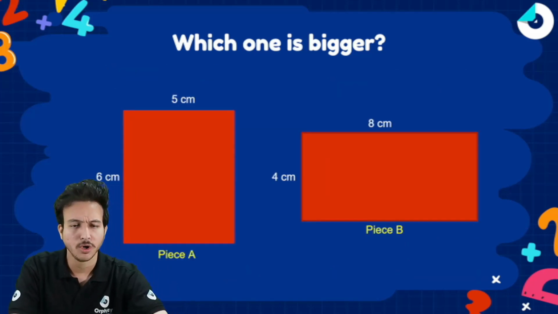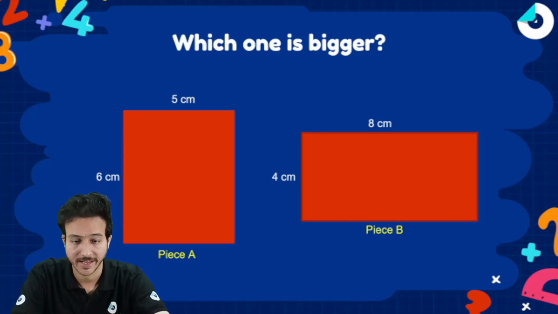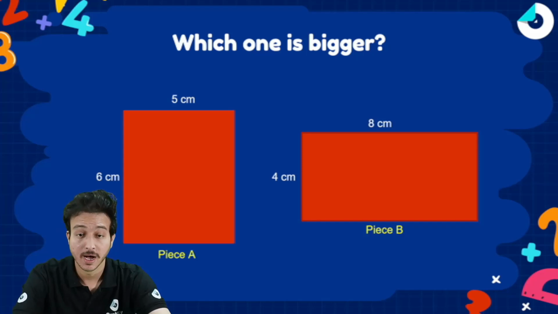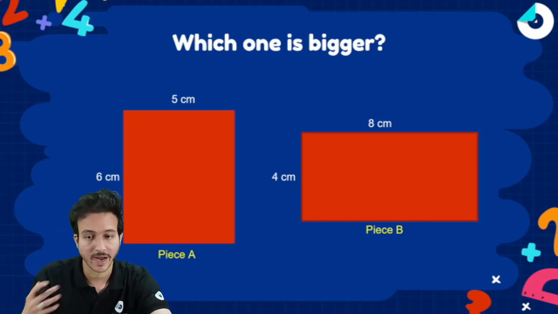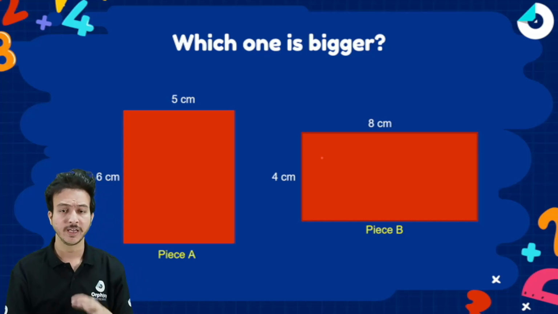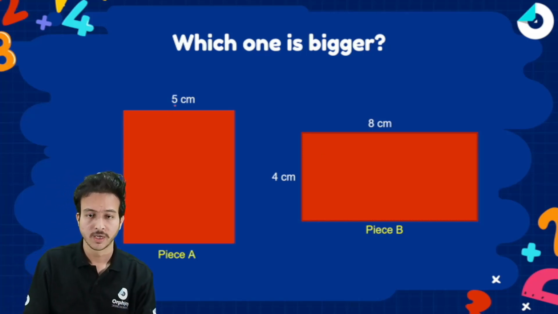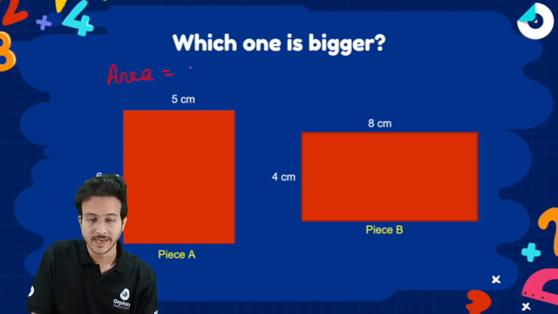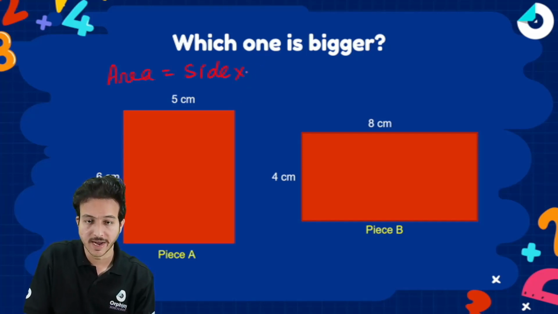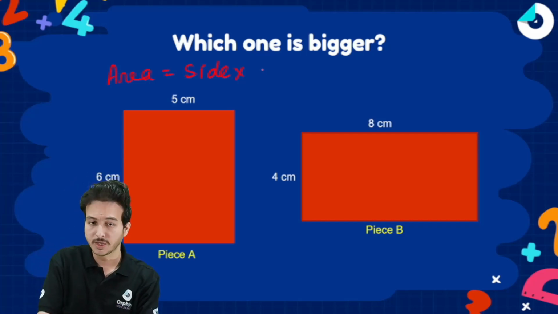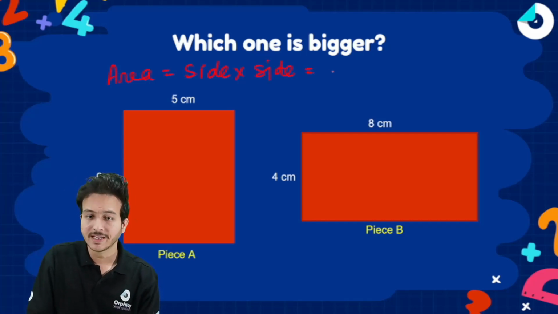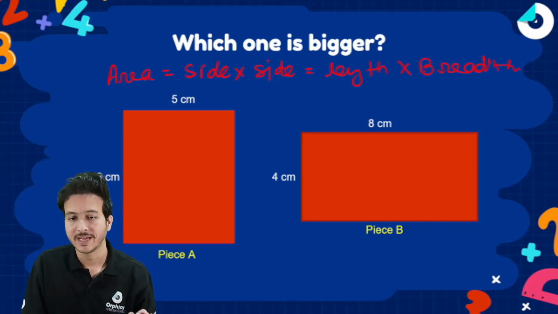So again, by using this method also we can find out which one is bigger. But that is the old method to find out the area of any piece. What we can do, we are given the sides of the rectangle. If the sides of a rectangle are given, we can find the area of that rectangle using the formula: area is equal to side 1 into side 2, which are perpendicular to each other. That is written in the case of a rectangle as length into breadth.